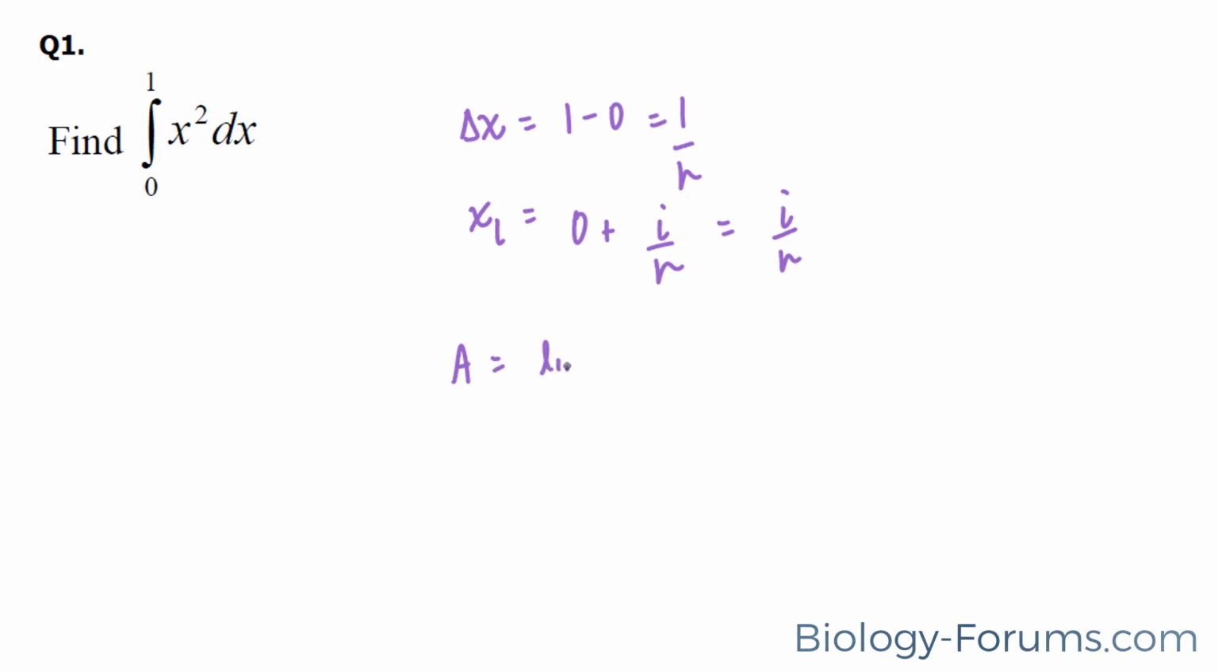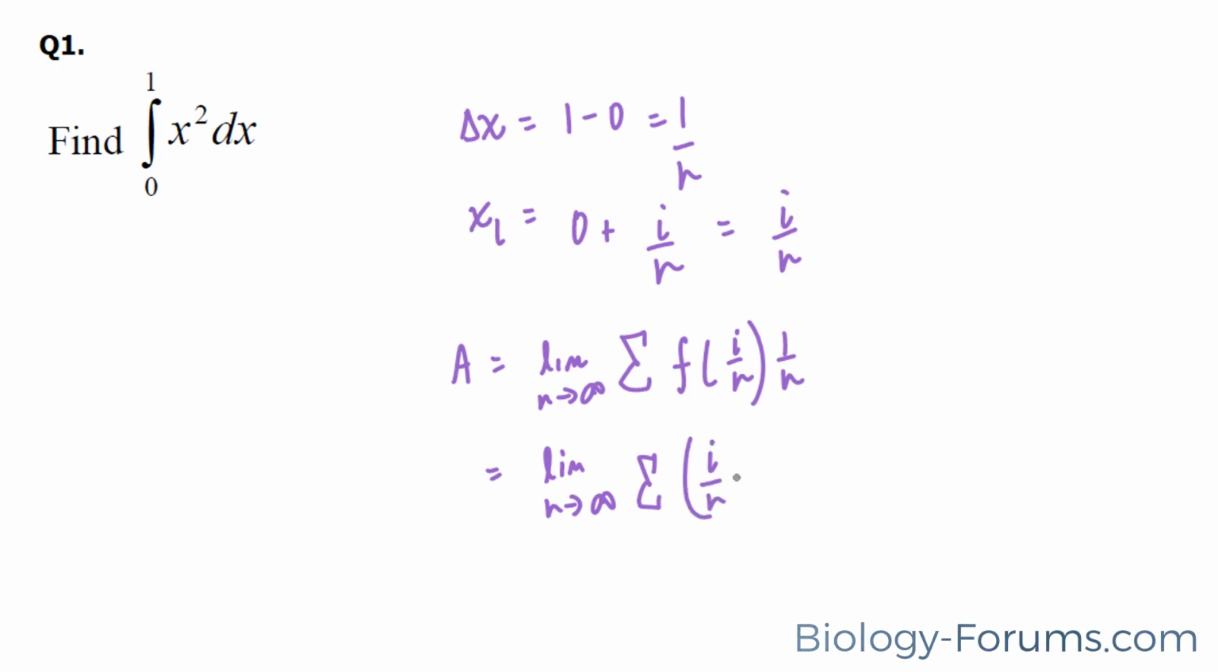A is equal to the limit as n approaches infinity for the sum of your initial, which was i over n, times your change. And since our function is x to the power of 2, we would replace this with the following. The limit as n approaches infinity for the sum of the function i over n to the power of 2, 1 over n.